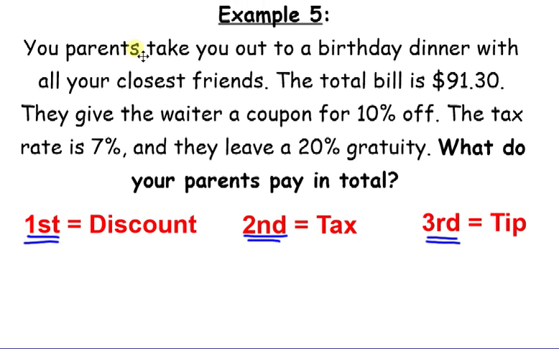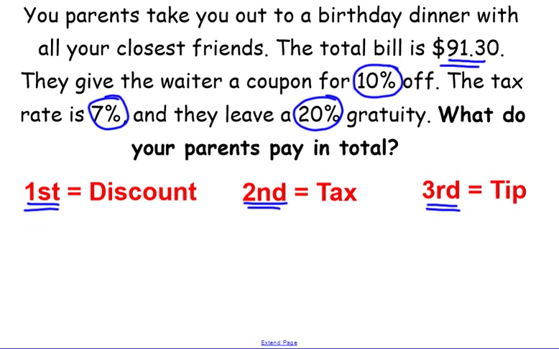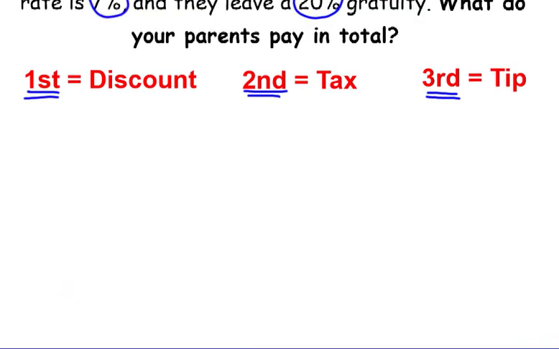Okay, your parents take you out for a birthday dinner with all your closest friends. The total bill is $91.30. They give the waiter a coupon for 10% off. The tax rate is 7%, and they leave a 20% gratuity. What do they pay in total? The big thing to remember, we are not going to round until the very end. So let me give myself some space here.